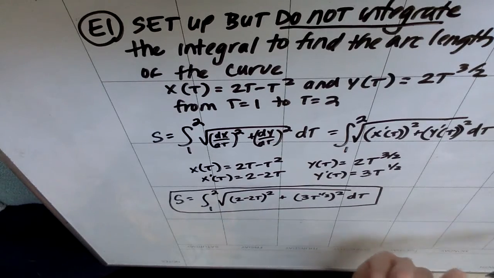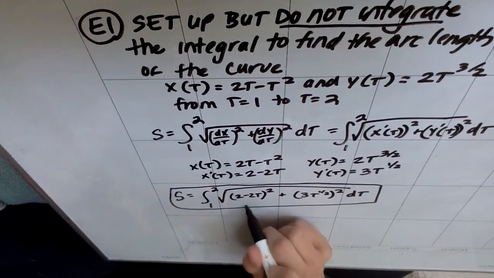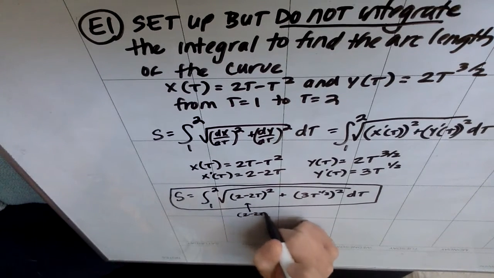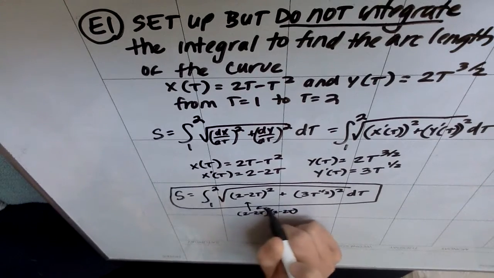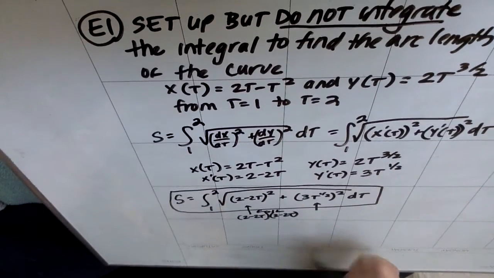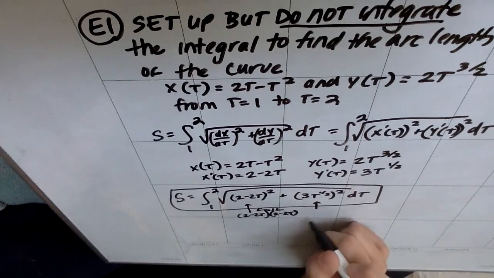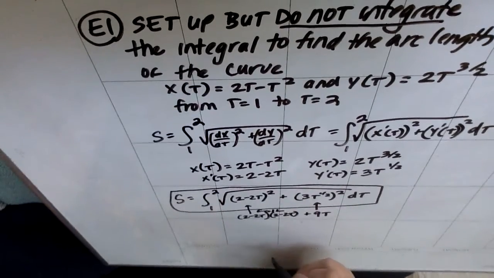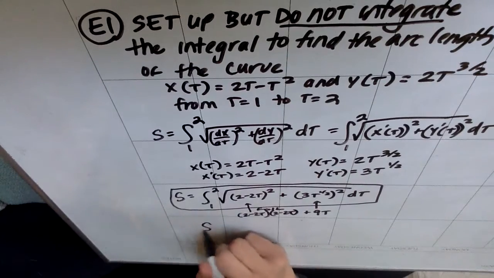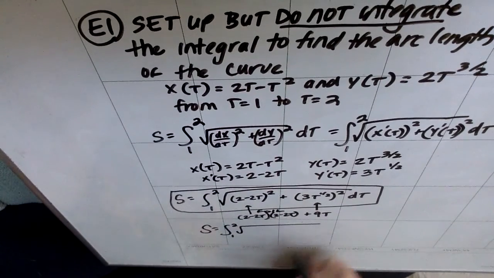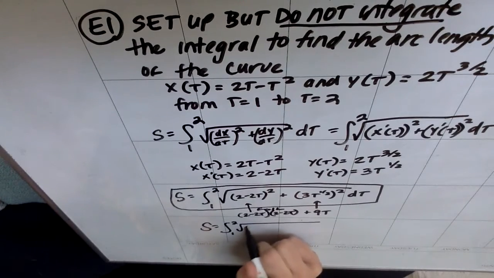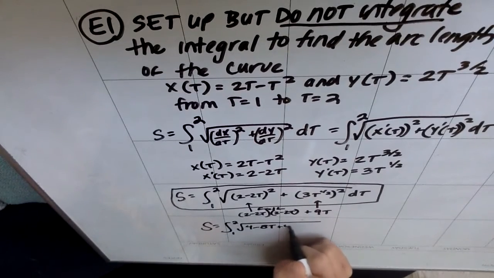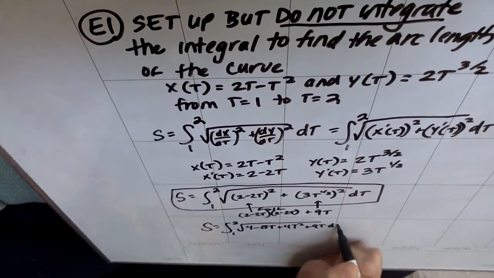So if you chose to clean this up, what you would probably do is FOIL out 2 minus 2t quantity times 2 minus 2t. And similarly, you would take 3 times t to the 1 half quantity squared, and you'd square both the 3, which would be a 9, and the t to the 1 half, which would just come out as a t. So if you chose to FOIL this out, what you would probably end up with is s equals the integral from 1 to 2 of the square root of, when you FOIL this, you get a 4. Outer and inner are both a minus 4t, so that's a minus 8t. Last would be a plus 4t squared, and then this was all plus a 9t with respect to t.